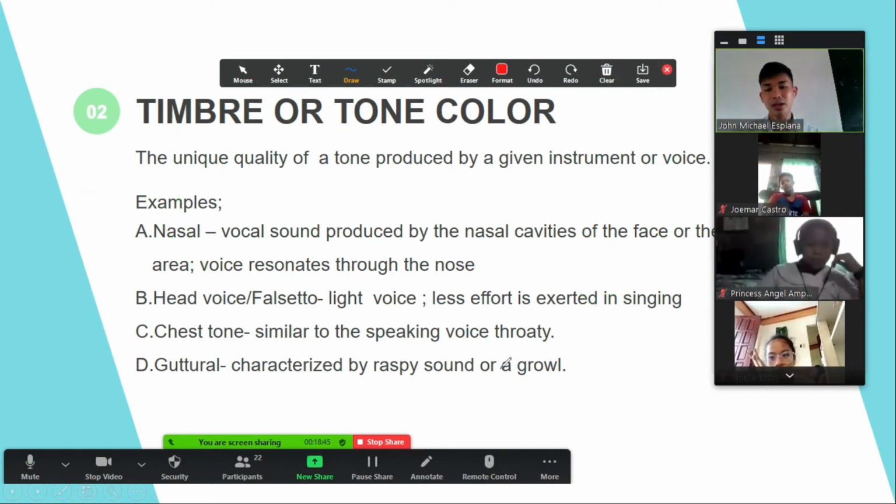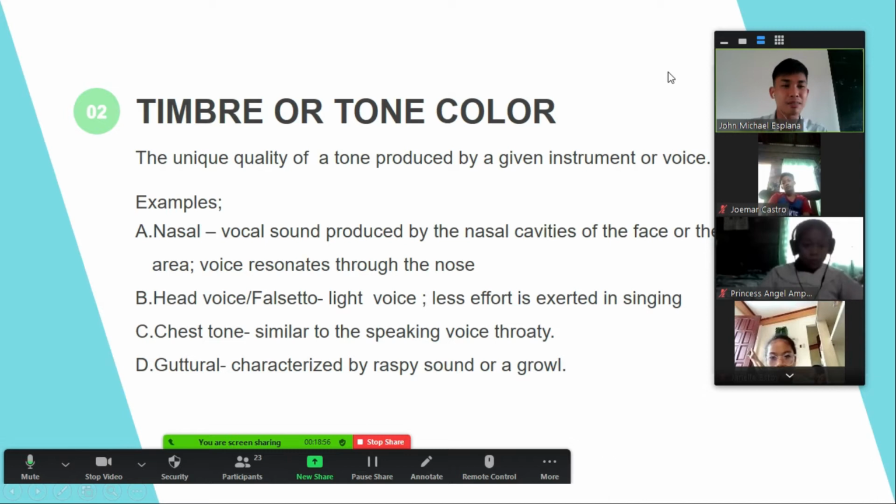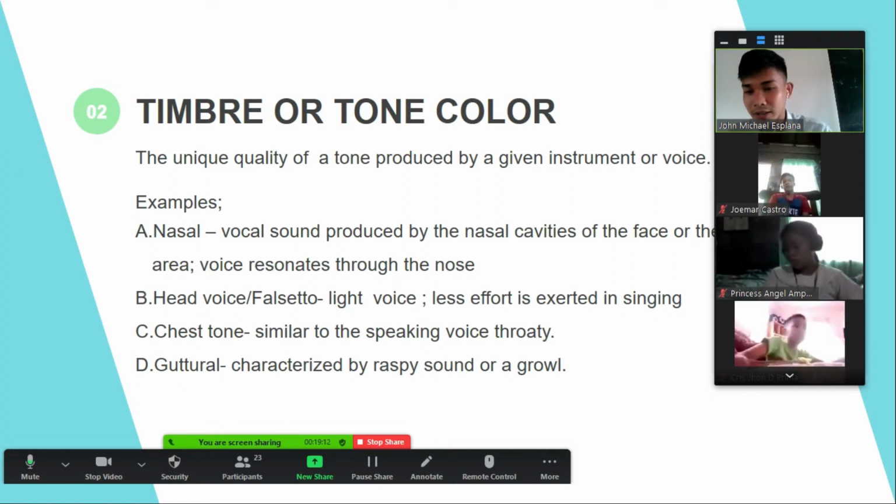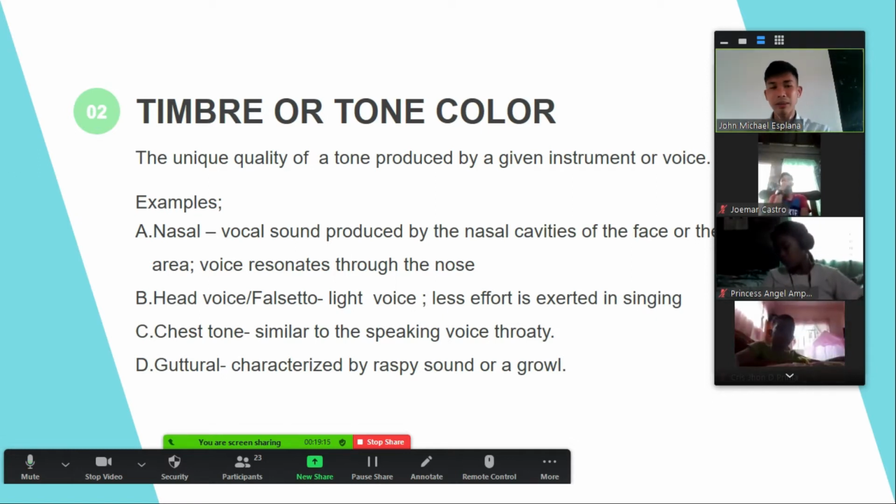Next we have the guttural. Guttural is characterized by a raspy sound or a growl. Yung parang raspy yung boses niya. Guttural yung tawag doon. Parang husky yung voice. Those are the examples of timbre or tone color. I want you to familiarize that. Later I'll give you an activity for that.